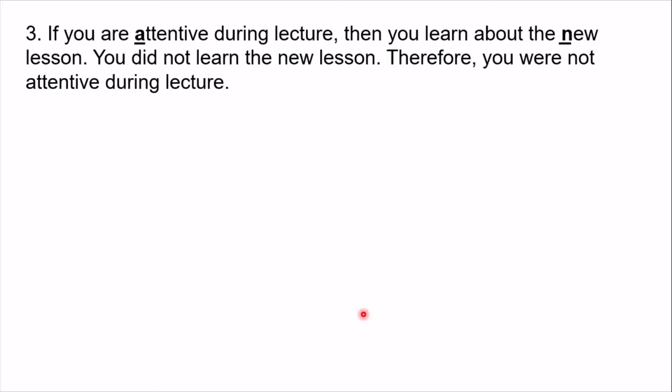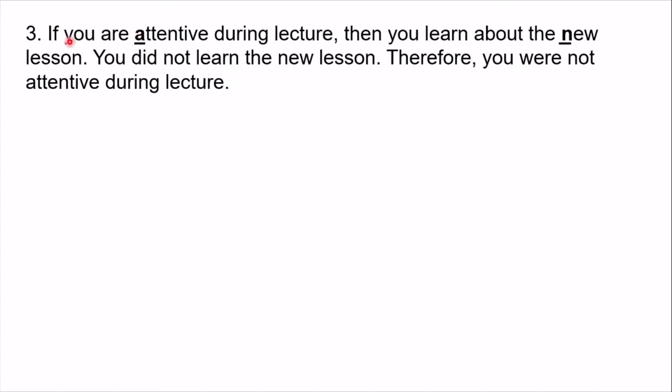Third, if you are attentive during lecture, then you learn about new lesson. You did not learn the new lesson. Therefore, you were not attentive during lecture. Now, in this argument, you notice that we have two statements before the conclusion. Therefore, we can have two premises on this argument. So, the first premise, if, okay, when it has an if, that's already a conditional statement.